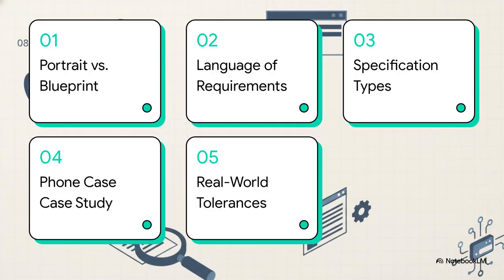Here is our roadmap for today. We'll kick things off by comparing portraits and blueprints, then we'll decode the language of requirements and break down the 4 specification types. After that, we'll ground all of this in a quick case study on a phone case before wrapping up with tolerances in the real world.